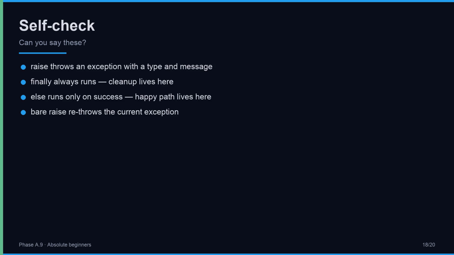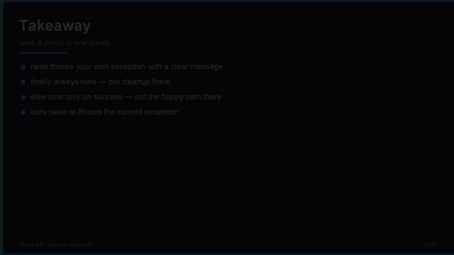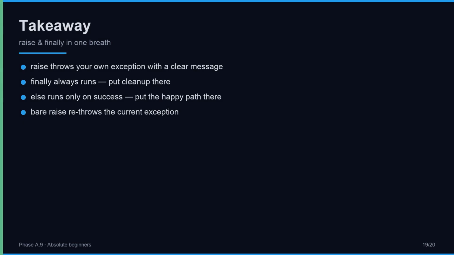Raise, finally, and else are the missing pieces of full error handling. Say each out loud. In one breath: the raise keyword lets you throw your own exception with a type and a message you choose, the foundation of the validate input pattern. The finally block always runs, success or failure, put cleanup there. The else block runs only on success, put the happy continuation there. And the bare raise keyword inside except re-throws the same exception so an outer caller can also handle it. 4 blocks, full control.